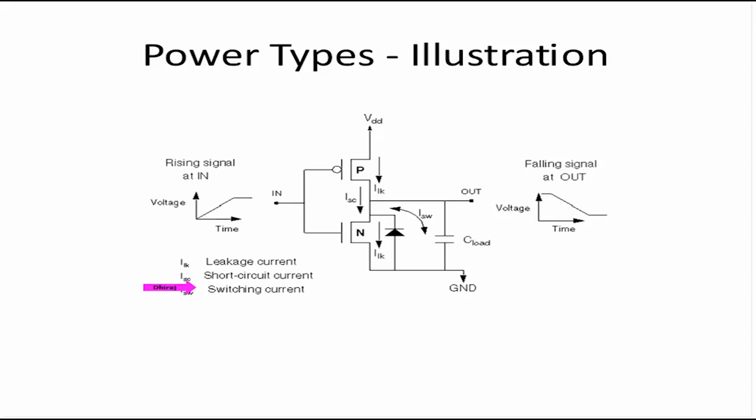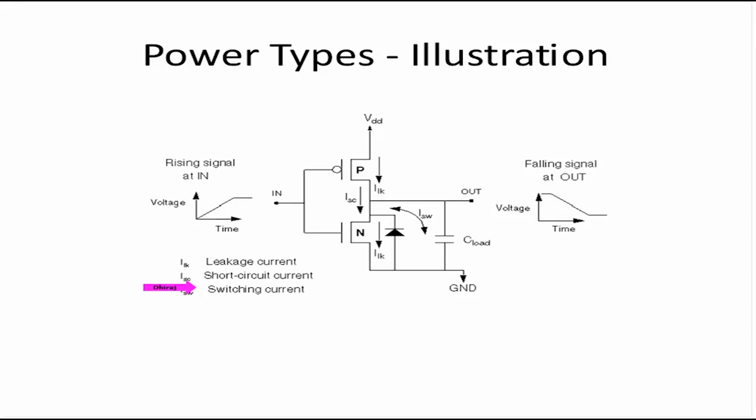Leakage current doesn't depend on switching. Leakage current is the current that goes from drain to source during the subthreshold case. That means it depends highly on VT. If VT is lower, subthreshold leakage is higher. If VT is higher, subthreshold leakage is lower. It is also called leakage power or static power. So static power and leakage power are interchangeable terms.